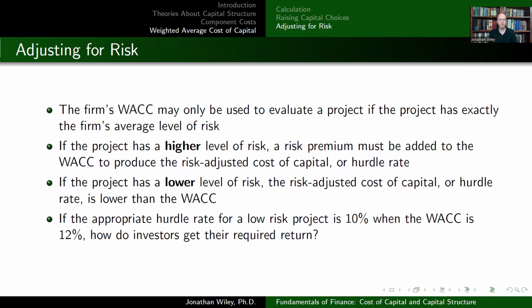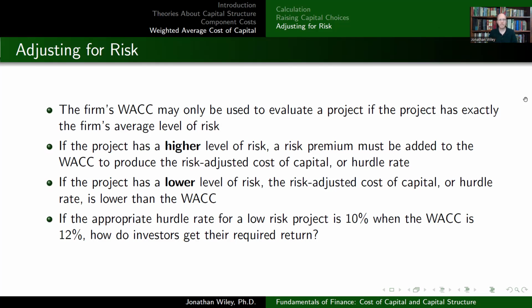So at this point, what I'm going to do is remove that assumption that we're keeping risk constant. And we're going to say, okay, projects realistically have all kinds of different risks. So now what do we do? The firm's overall weighted average cost of capital really may only be used to evaluate a project if the project has exactly the firm's average level of risk, which is not going to be that common. So let's talk about what happens in a couple of different circumstances.